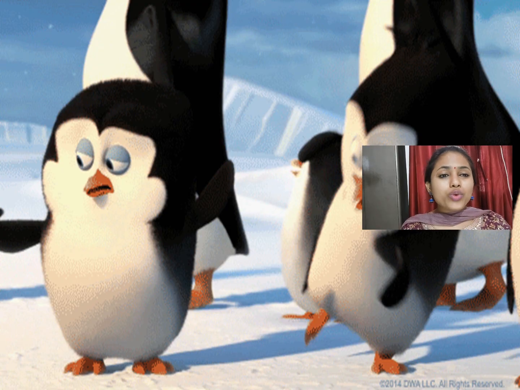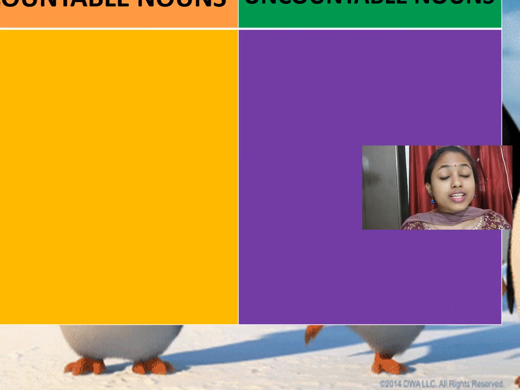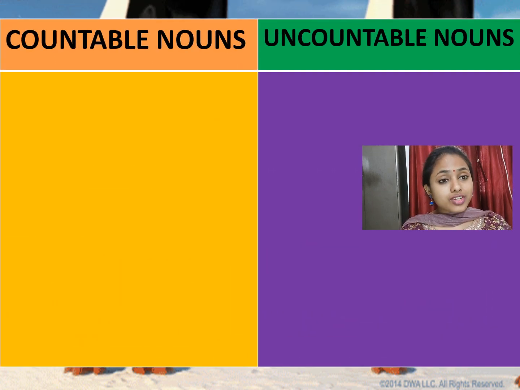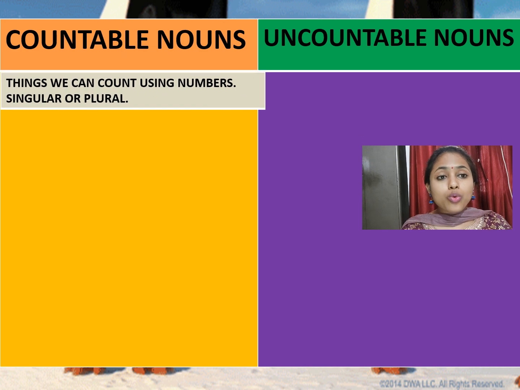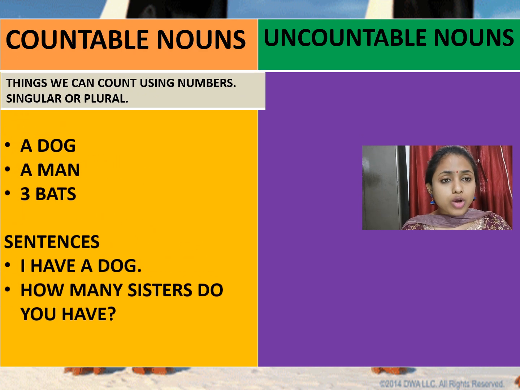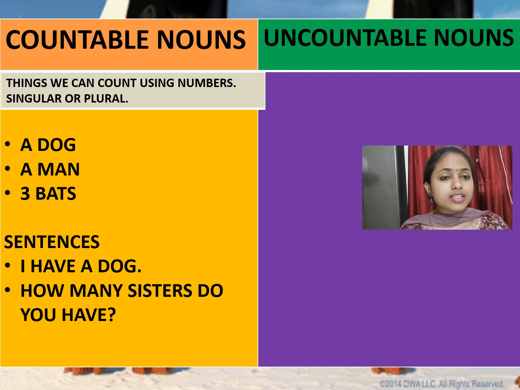Next, we are going to learn about countable and uncountable nouns. The name itself is suggesting the definition, right? Now, what will be a countable noun? Countable noun, a noun which can be counted with the help of what? Numbers. Easy. So let's see the definition.